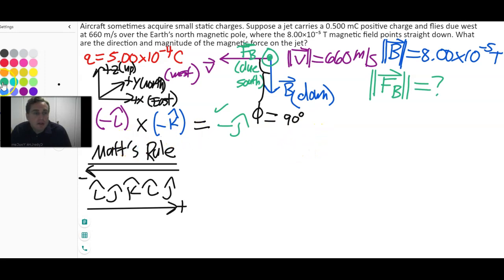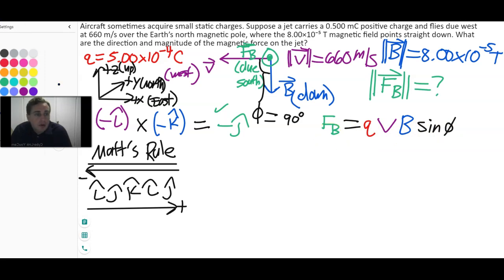So let's write this out, because I know that many of you are learning this for the first time. The magnetic force vector magnitude should equal Q, so that's the charge, times V, that's the velocity magnitude, times B, which is the magnetic field magnitude, times the sine of the angle between the velocity vector and the magnetic field. So I think we have all these values, so we can put them all in.